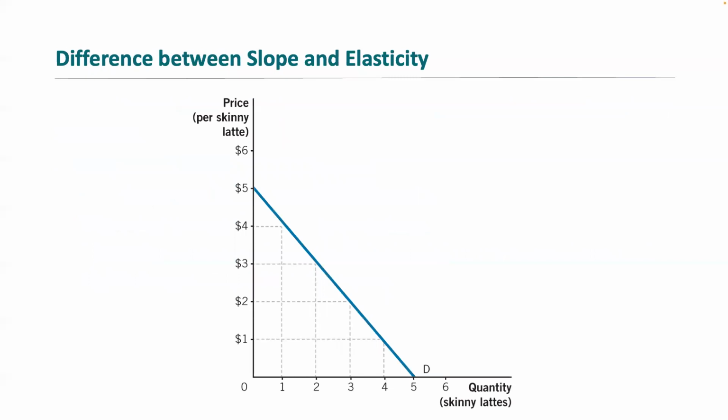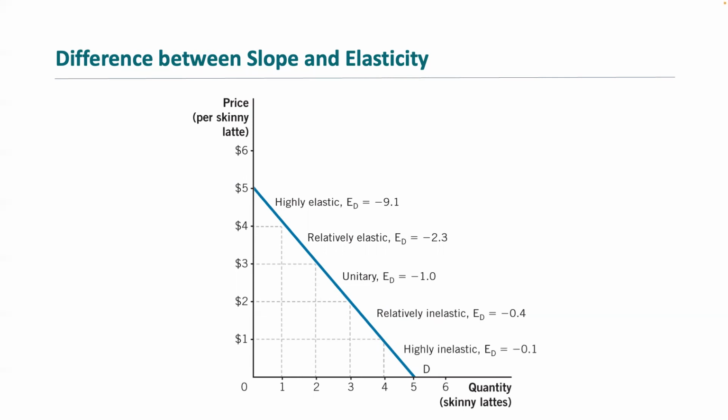Let's look at the difference between slope and elasticity graphically. So this particular line is highly elastic. The elasticity of demand is negative 9.1. Relatively elastic would be an elasticity of demand of negative 2.3, and then unitary when elasticity of demand is negative 1. It's inelastic as we have our elasticity of demand being greater than negative 1 at negative 0.4, and highly inelastic as we move even further from that negative 1 at negative 0.1.